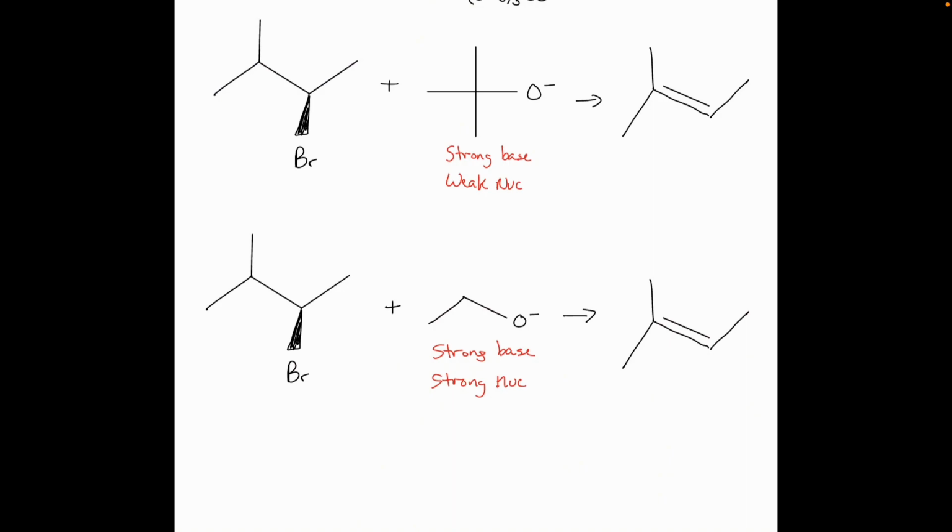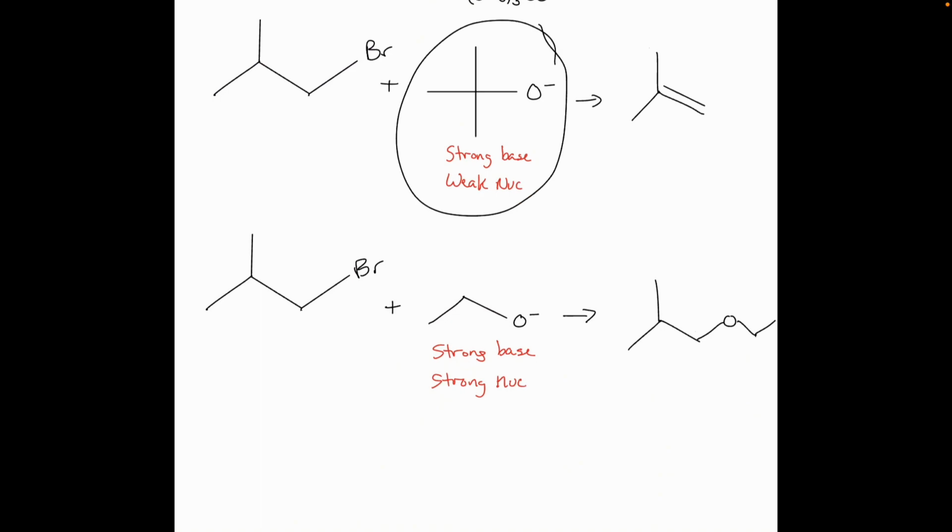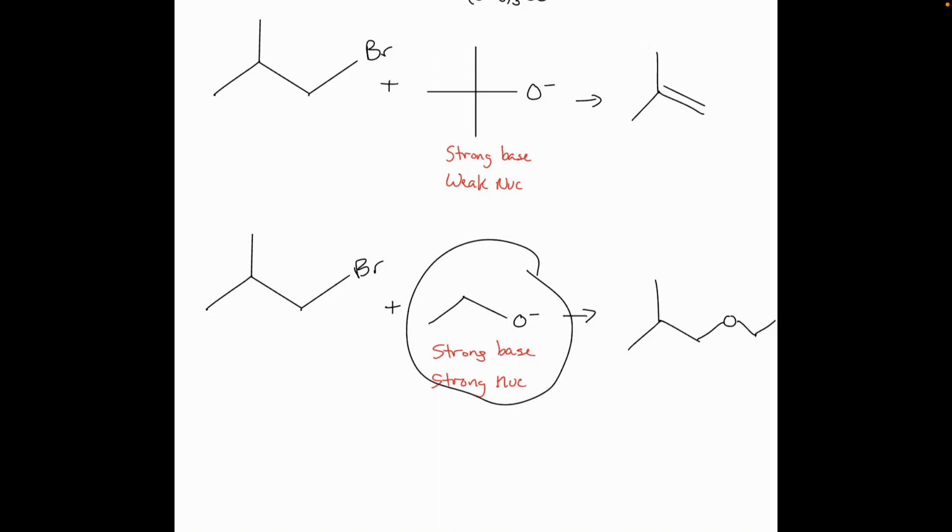If I took this and, instead of having a secondary alkyl halide, I switched to a primary alkyl halide, I would get two completely different products. In the one, I would get my elimination product, but in the other, I would actually get a substitution product. So again, why do we think that this one is a bad nucleophile compared to this one? What's the big difference between those two reagents?